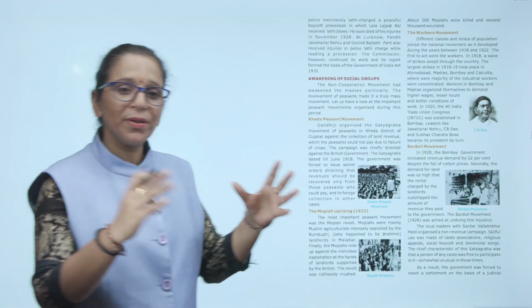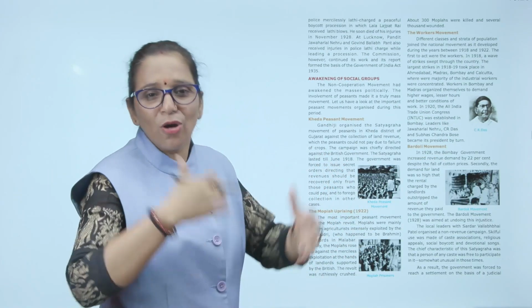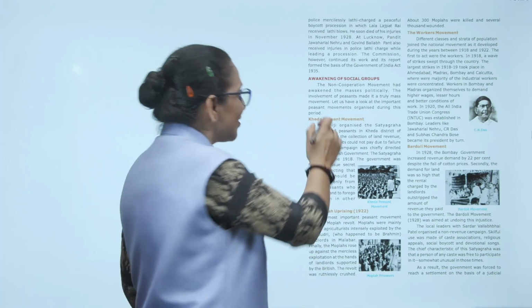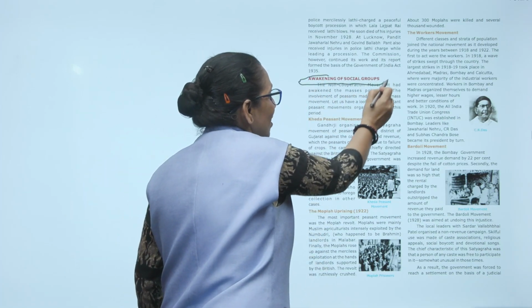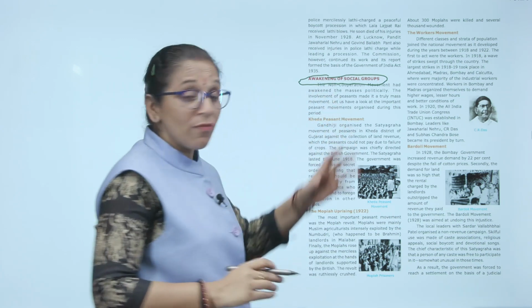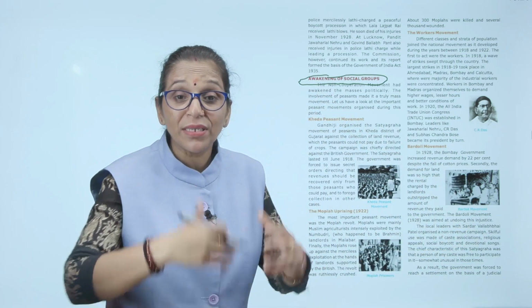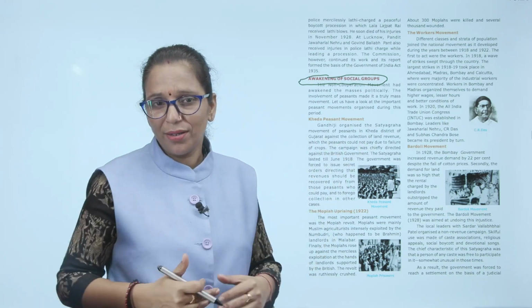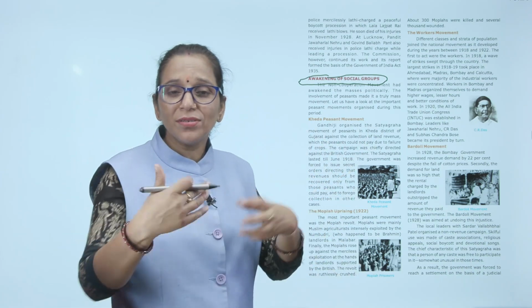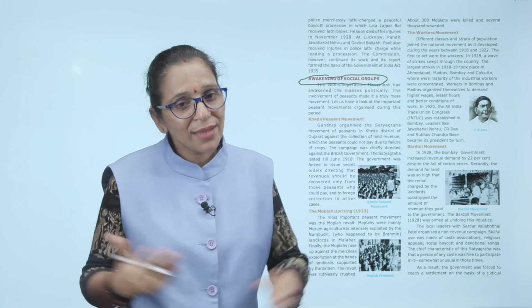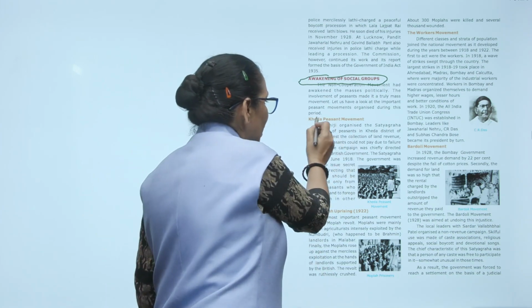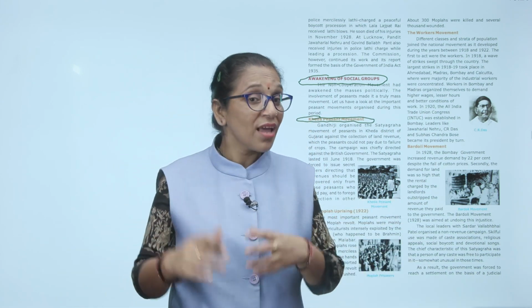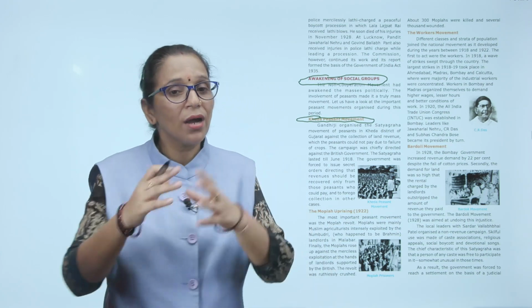Now that is the time period where there was an awakening of social groups in Indian society. The non-cooperation movement had awakened the masses politically, and the involvement of peasants made it truly a mass movement. Now there are some movements which were done by the peasants and other communities. Especially we are discussing the Kheda peasant movement. Kheda is a district in Gujarat, and there the Kheda Satyagraha was organized by Mahatma Gandhi.